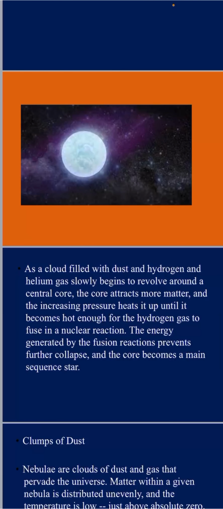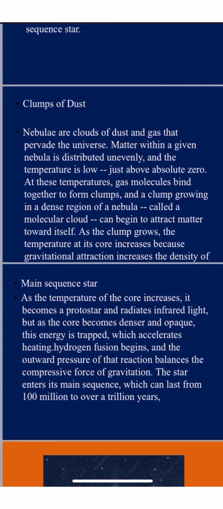As a cloud filled with dust and hydrogen and helium gas slowly begins to revolve around the central core, the core attracts more matter, and the increasing pressure heats it up until it becomes hot enough for the hydrogen gas to fuse in a nuclear reaction. The energy generated by the fusion reactions prevents further collapse, and the core becomes a main sequence star.